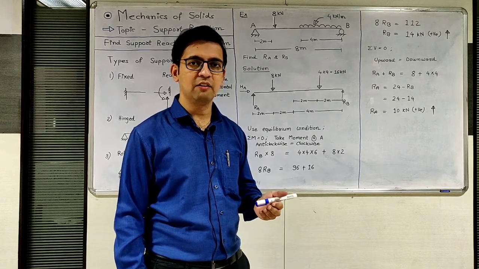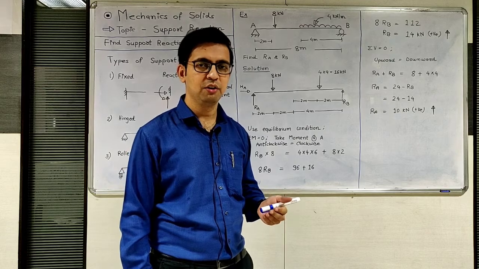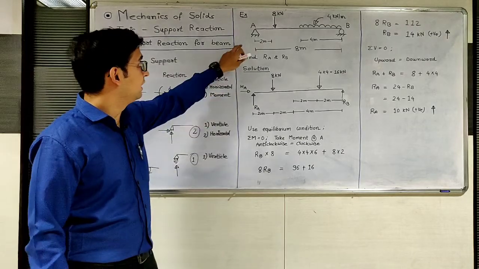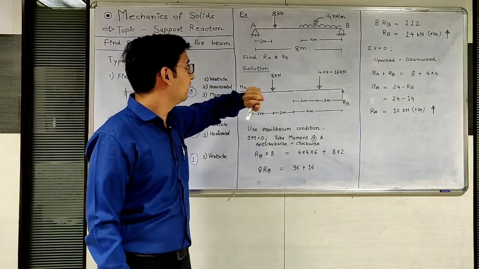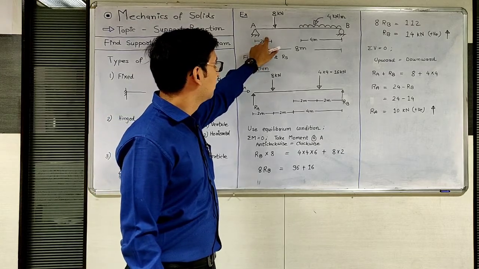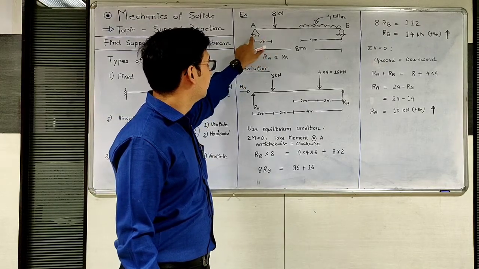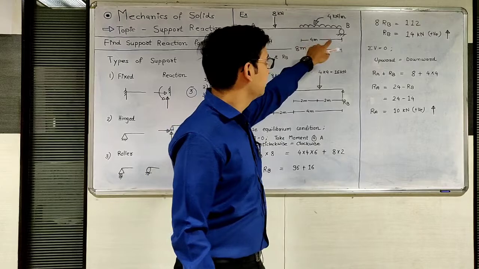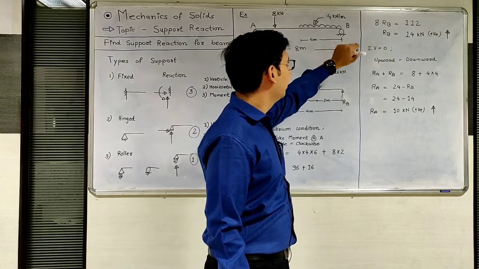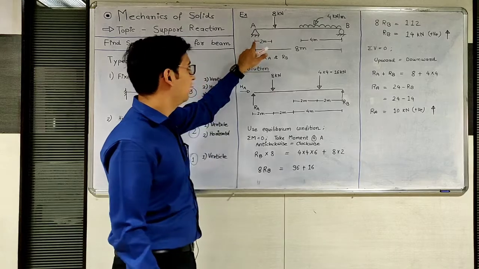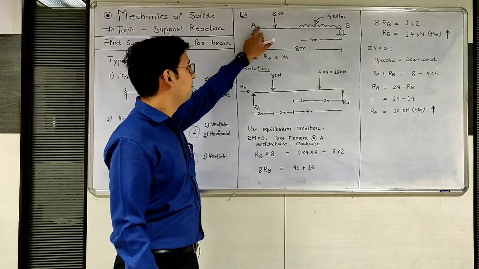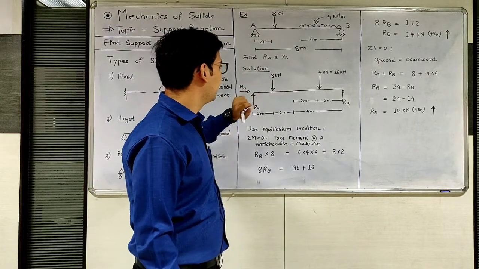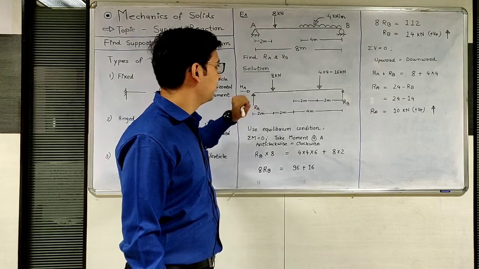So there are three equilibrium conditions available: sigma M equal to 0, sigma V equal to 0, and sigma H equal to 0. Here we are considering example 1 for this case. A simply supported beam is given, in which left hand support is pin support or hinge support, and right hand support is roller support. And for that we have to find reaction generated at support. So at A point and B point we generate support reaction. For calculation of support reaction, first draw free body diagram.